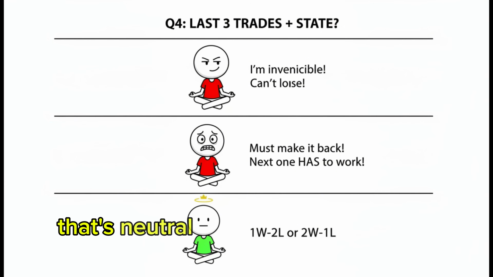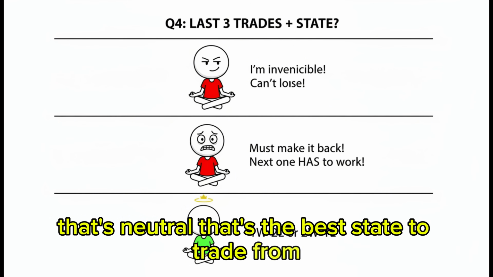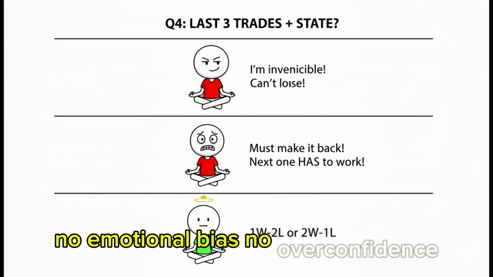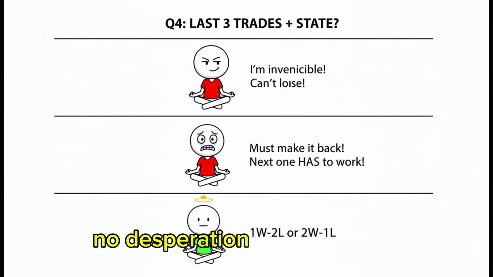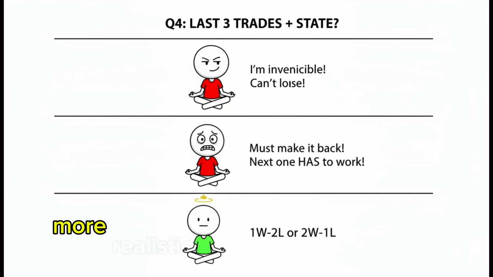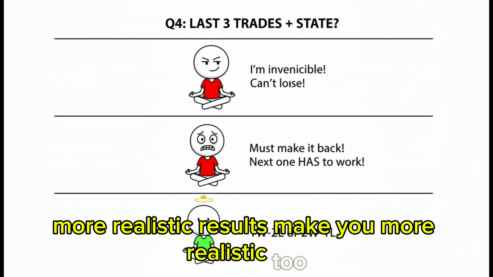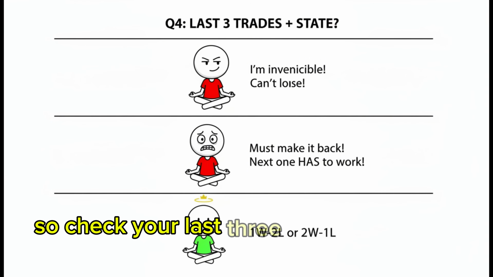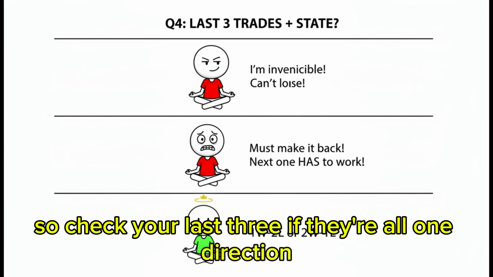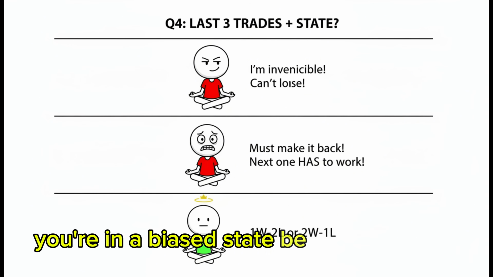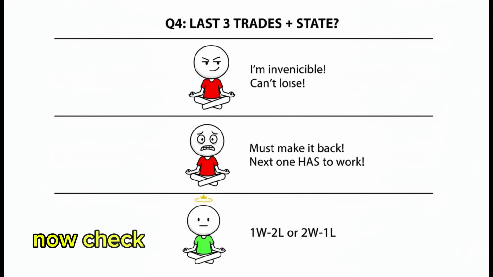That's neutral. That's the best state to trade from. No emotional bias, no overconfidence, no desperation, just execution. More realistic results make you more realistic too. So check your last 3. If they're all one direction, you're in a biased state. Be extra cautious. Now check how you feel.